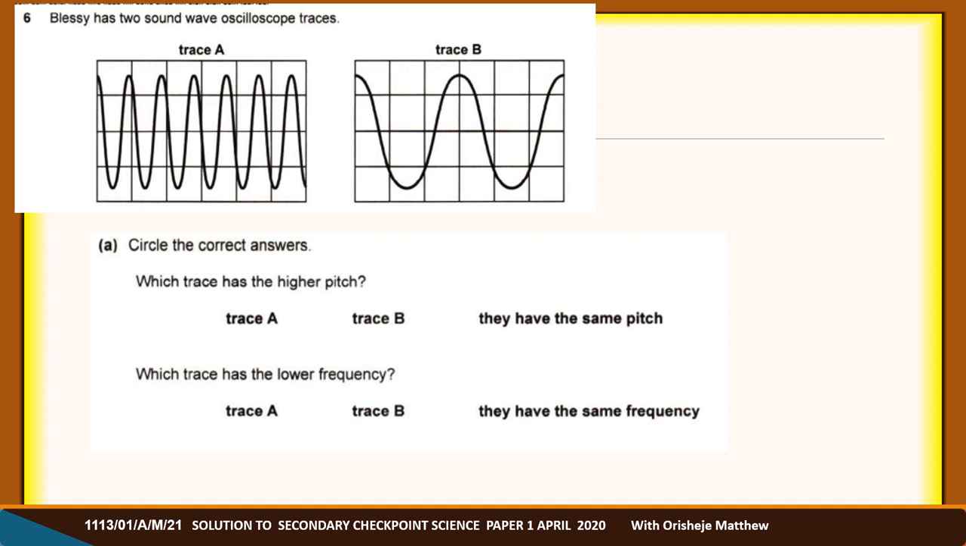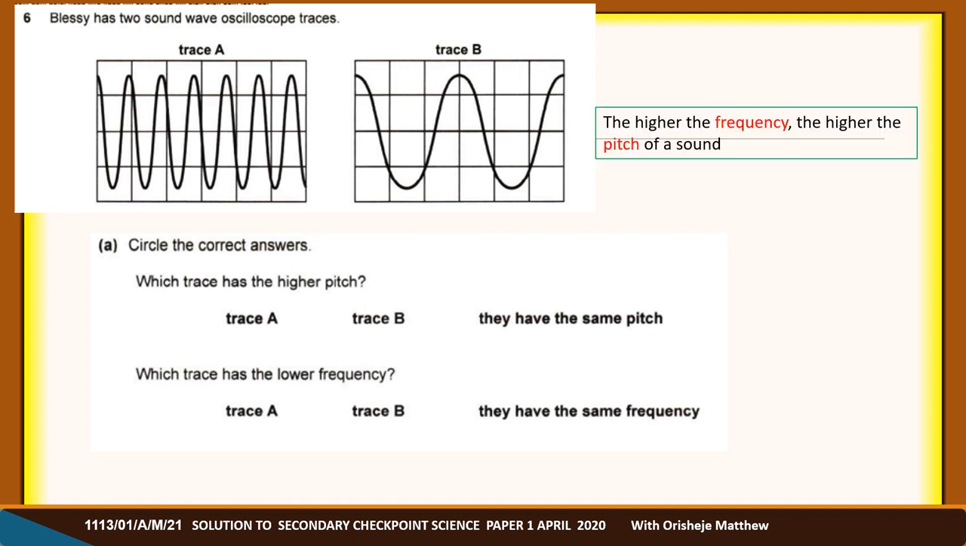Question 6. Blessy has 2 sound wave oscilloscope traces. Trace A and trace B. Trace A has more frequency, while trace B has a smaller frequency. The higher the frequency, the higher the pitch. So, circle which one has the higher pitch? A. Which trace has the lower frequency? B.